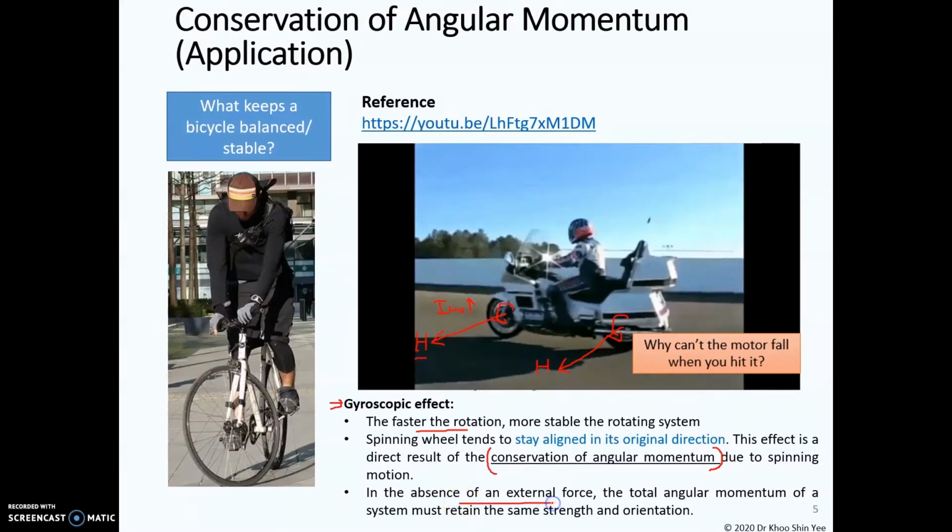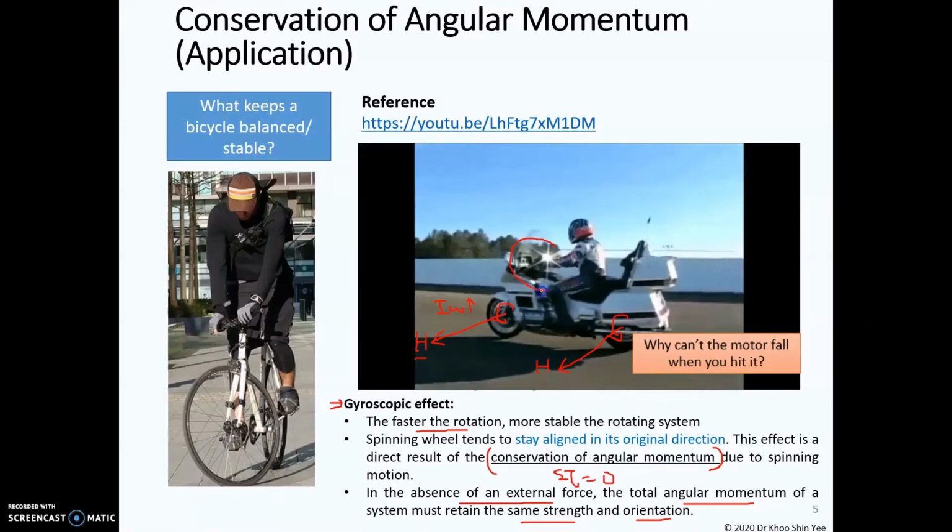With the absence of external force or torque here, the total angular momentum of the system must retain the same strength and orientation. So you can see that the spin wheel here tends to stay in its original direction.